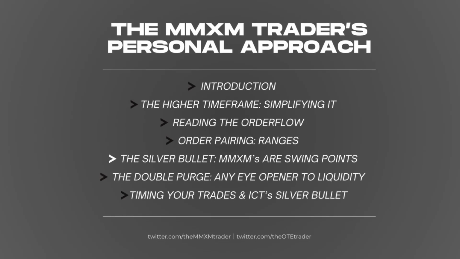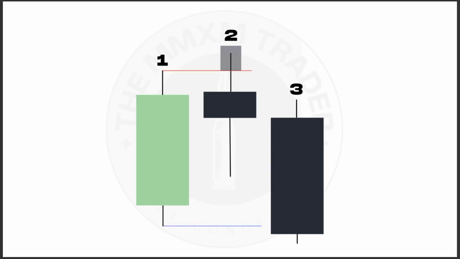Alright, so let's start the next topic, which is the silver bullet. Market maker models are swing points. Over here we've got a depiction of a swing high. Think about the previous lessons as well: think about those buy stops resting above an old high and those sell stops below an old low. We want to take out those buy stops first, to pair them up with the sell stops.